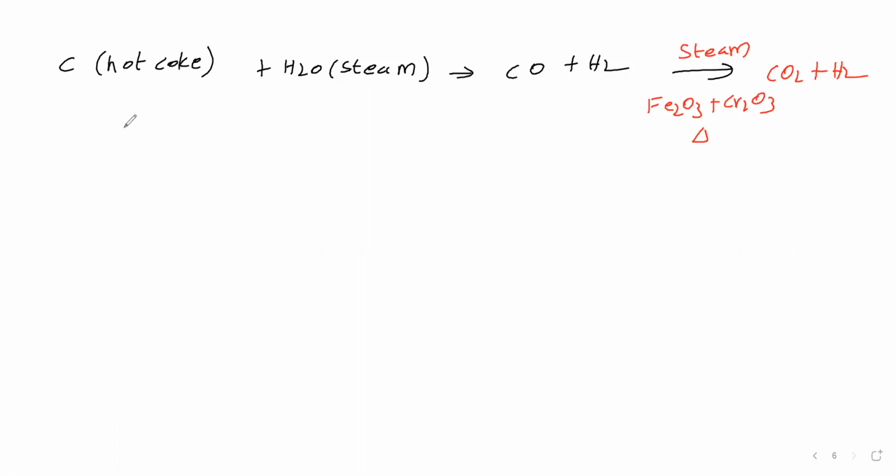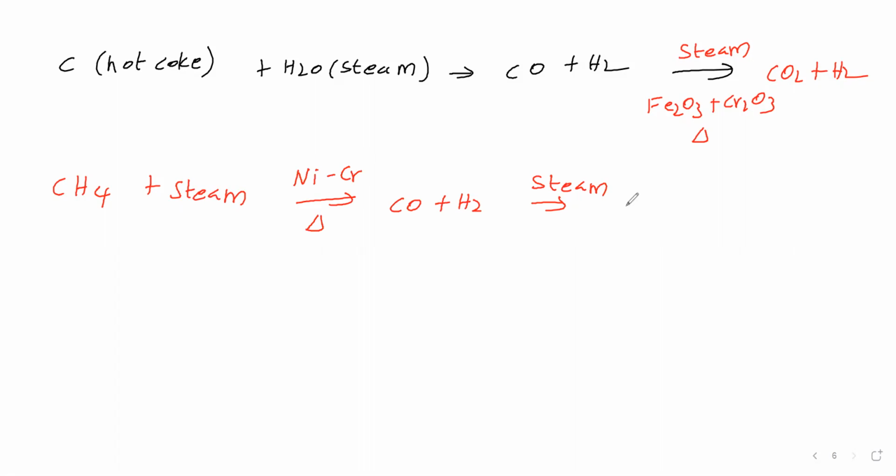Next step, we will take natural gas. Natural gas mainly contains CH4. Over that, steam will be passed. Then we will keep a catalyst, nickel and chromium, and it is heated. We are getting water gas. This water gas is treated with steam. We are getting carbon monoxide converting into CO2. Then we are getting hydrogen gas.